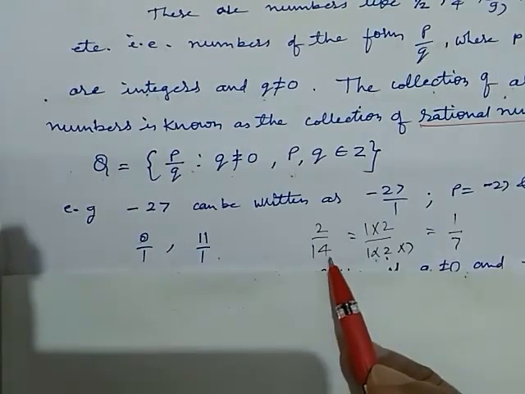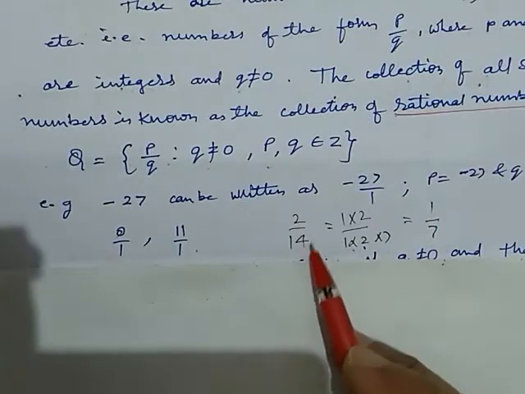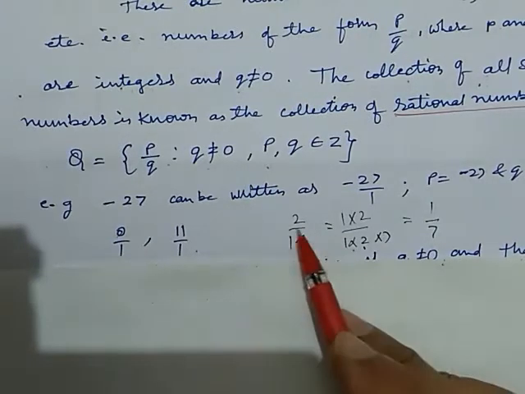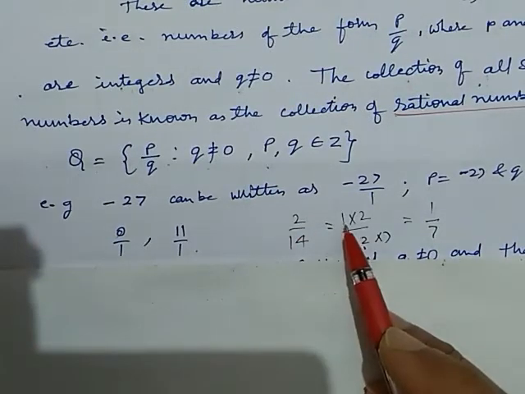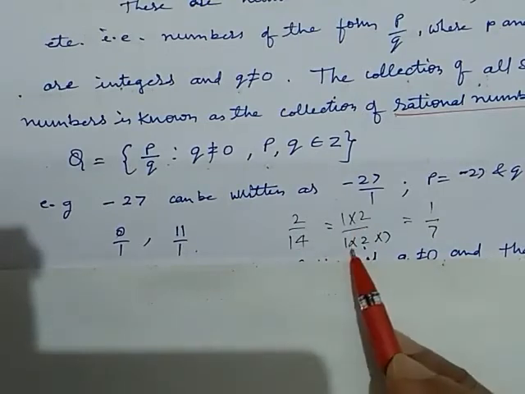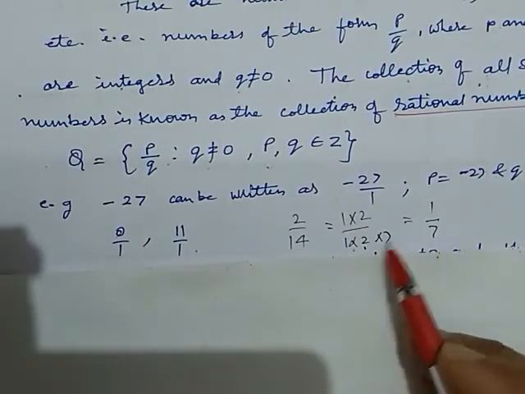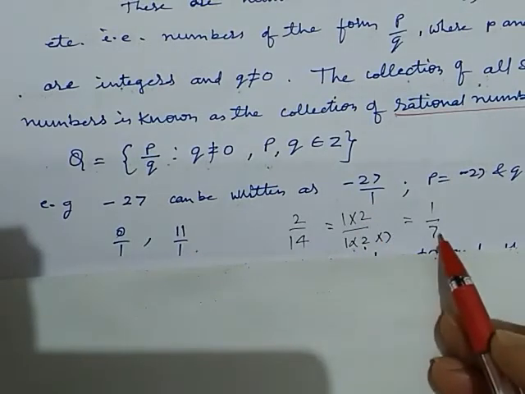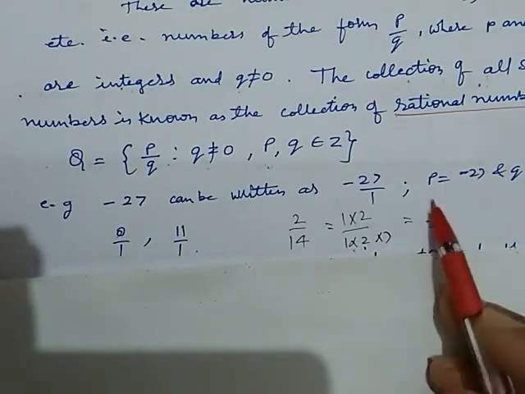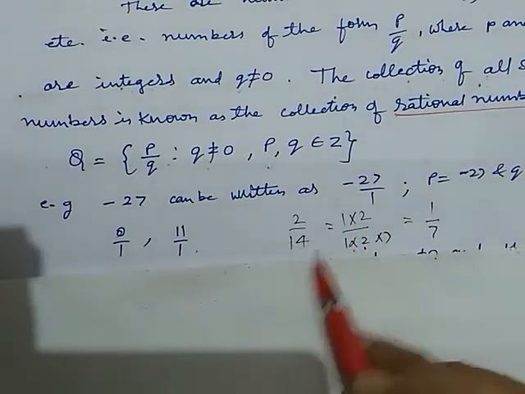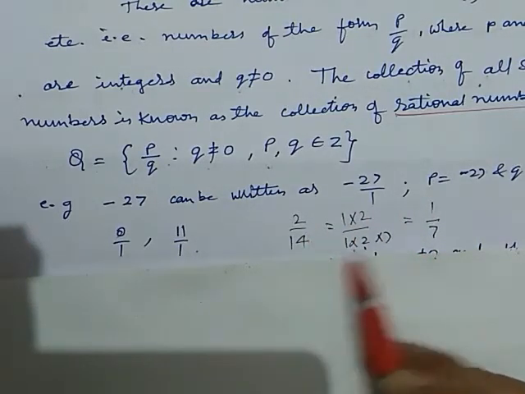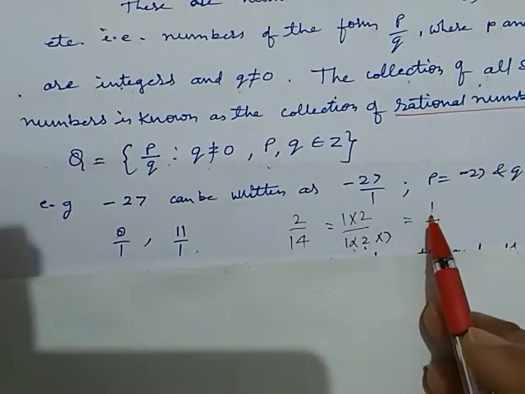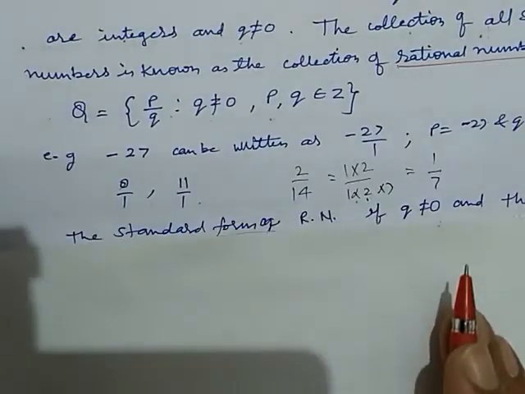All fractions are also rational, for example 2 by 14. Here 2 can be represented as 1 into 2, and 14 as 1 into 2 into 7. So 2 cancels out by 2 and 1 by 7 is left. So this is the p by q form, so this number is always a rational number.